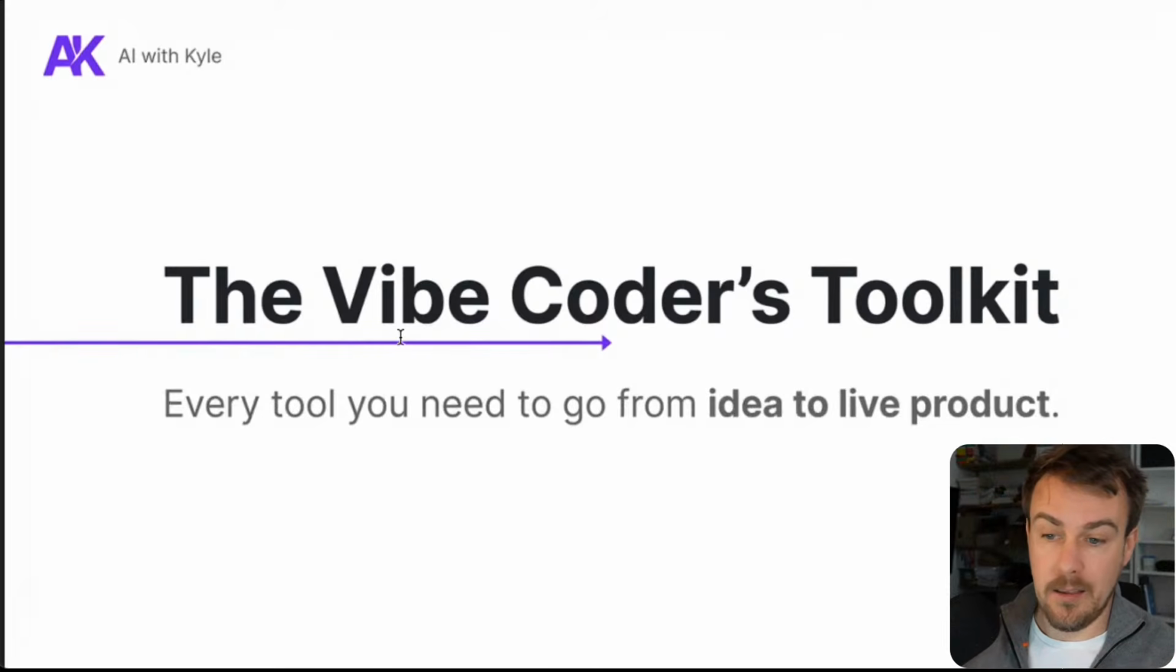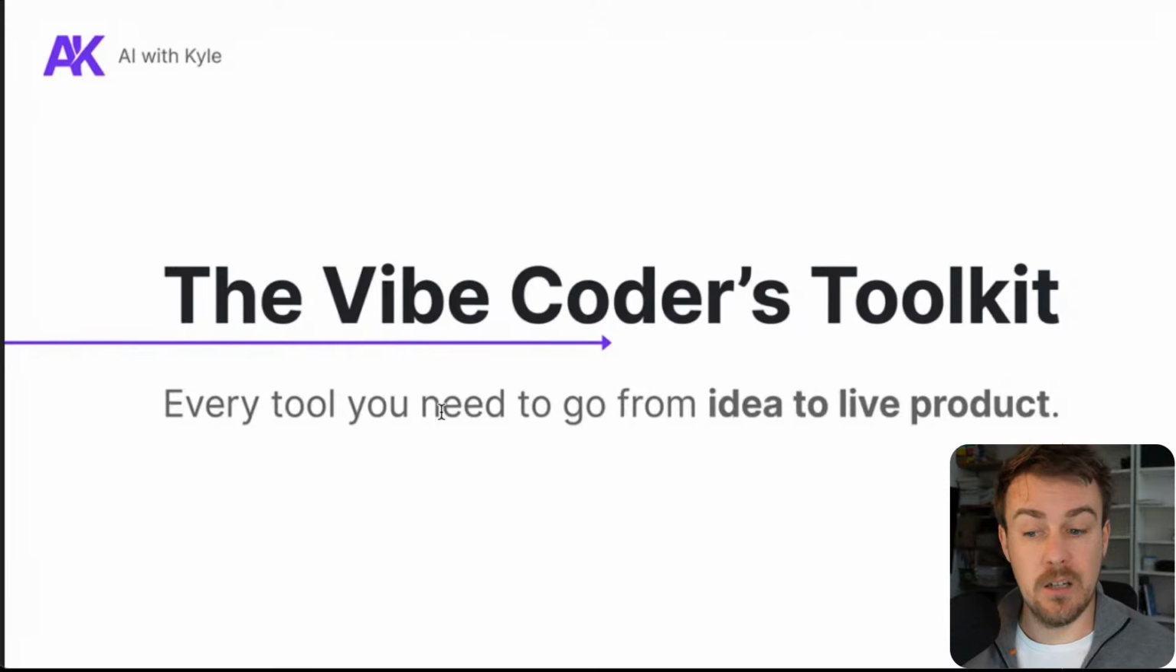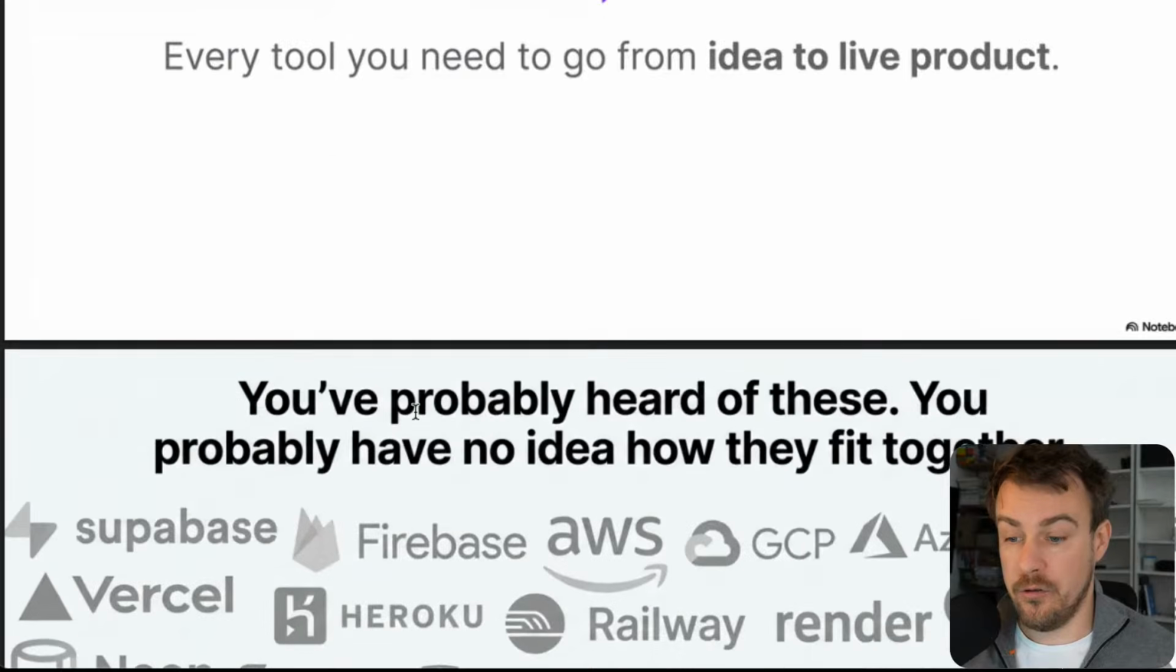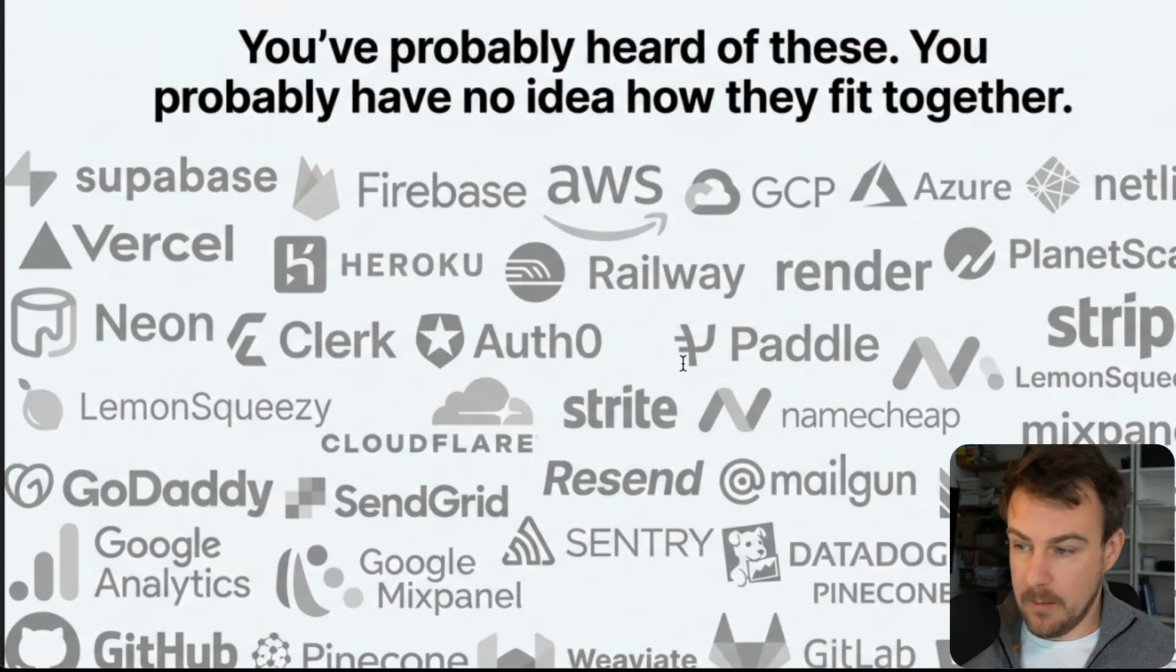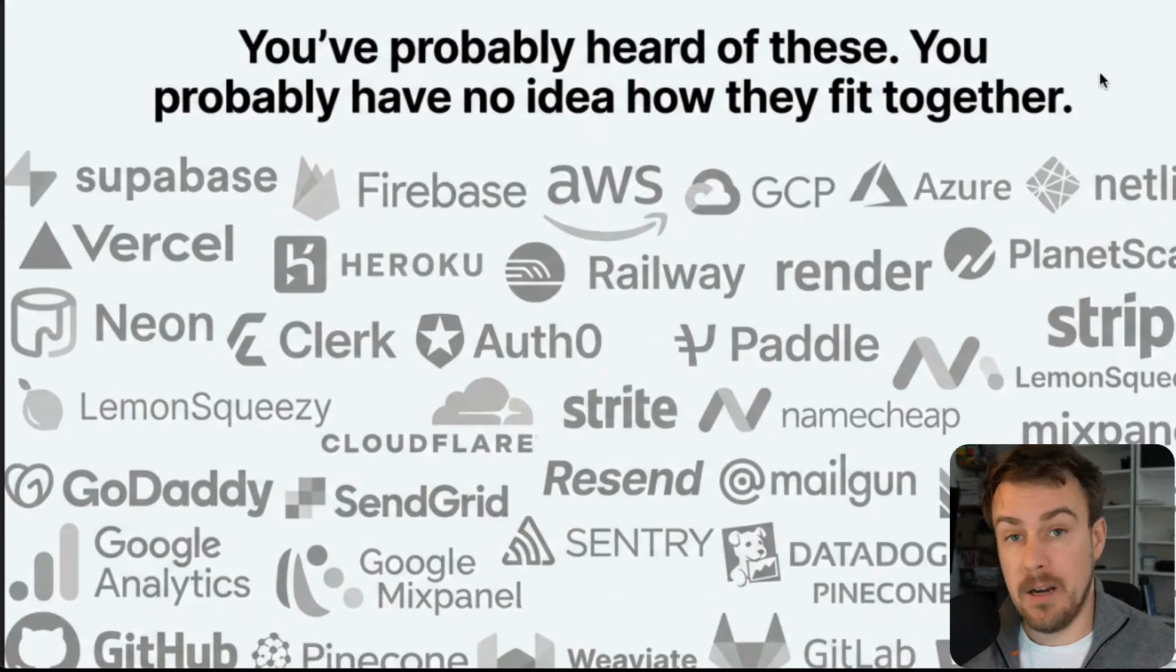So let's hop in. This is the Vibe Coders Toolkit. Every tool you need to go from idea to live product. If you have been following social media, if you've been following anything about vibe coding, you're probably quite rightly a bit overwhelmed by the amount of options out there. So I've just pulled a few up on the screen right now. So we have Supabase, Firebase, Vercel, Railway, Netlify, Stripe, Lemon Squeezy, Mixpanel, PostHog, GitHub, GoDaddy, don't use GoDaddy, SendGrid, Resend, etc., etc. A huge number of brands and companies.